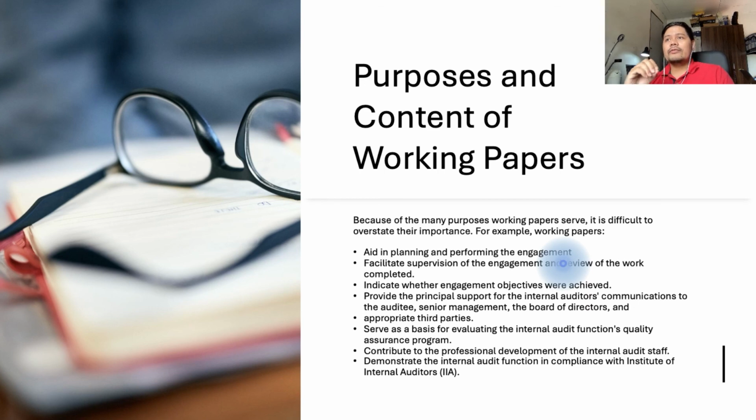As mentioned earlier, the working paper should be organized in a way that it can be used in facilitating the reviewer to easily review our work performed. It also indicates whether engagement objectives were achieved. We also mentioned that there should be a disclosure, a statement there, of what procedures we performed and what the results are. Through that, we can indicate that we achieved the engagement objective. Of course, we are guided by the engagement objective.